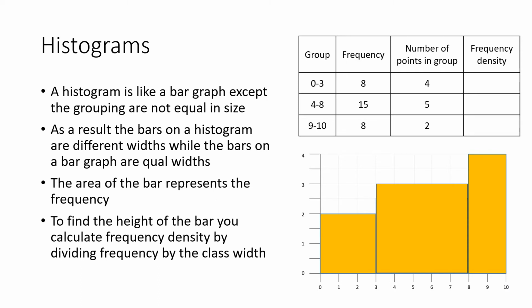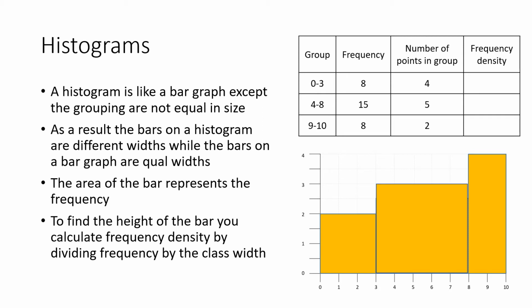The frequency is just simply how many people, characteristics, whatever it is you happen to measure, fall into each group. So for the first group 0 to 3 we had 8, for 4 to 8 we had 15, and for 9 to 10 we had 8.